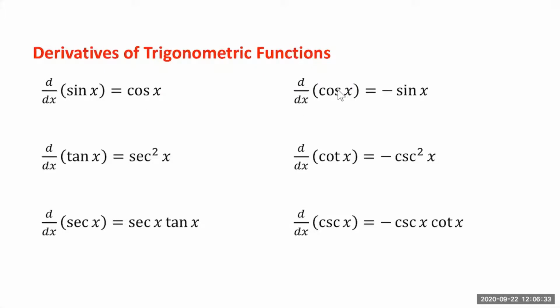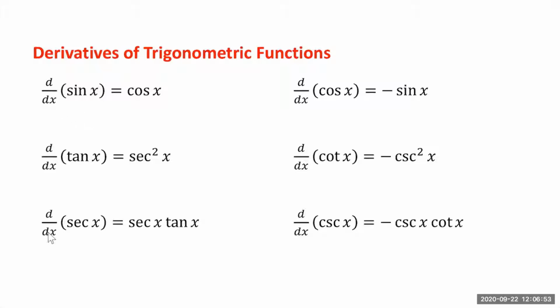Second, derivative of cosine x is negative sine x. Derivative of tangent x is secant squared x. Derivative of cotangent x is negative cosecant squared x. Derivative of secant x is secant x multiplied by tangent x. And derivative of cosecant x is negative cosecant x cotangent x.